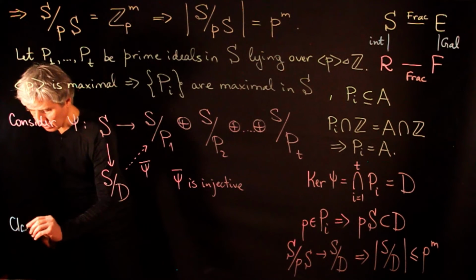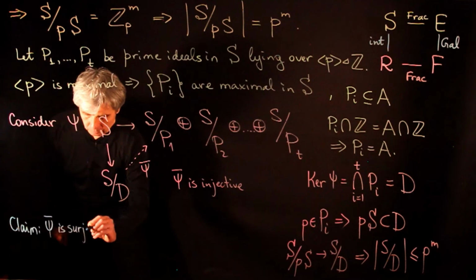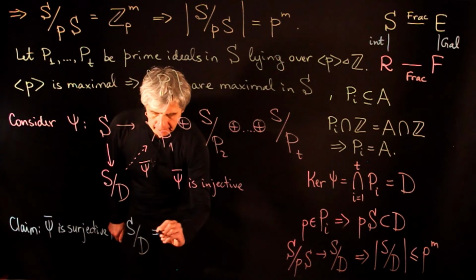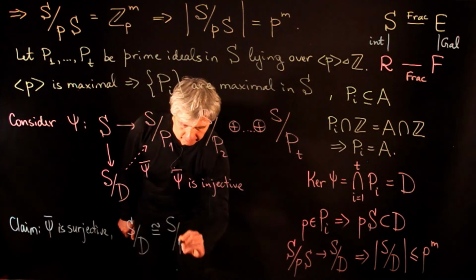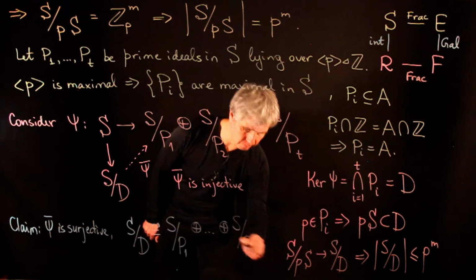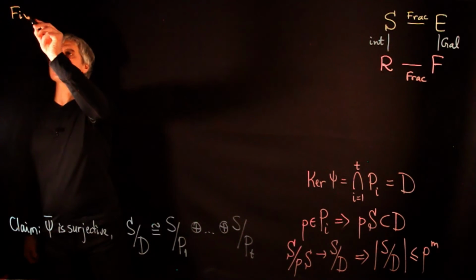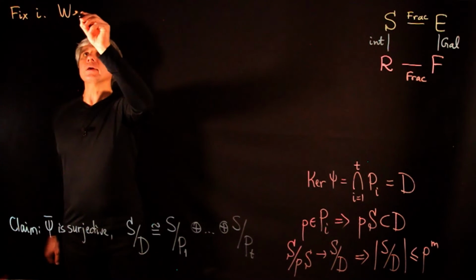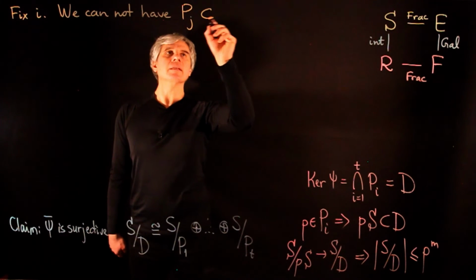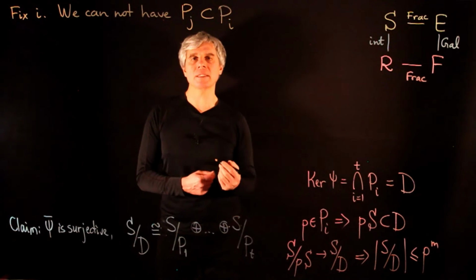We claim that the map Psi bar is also surjective, which means that S quotient by D is actually isomorphic to S quotient by P1 plus ... plus S quotient by Pt. This is a version of the Chinese remainder theorem. Let us fix one of the indices i. We recall that we cannot have Pj being nested inside Pi, because we cannot have nested prime ideals lying over the same prime ideal in Z.